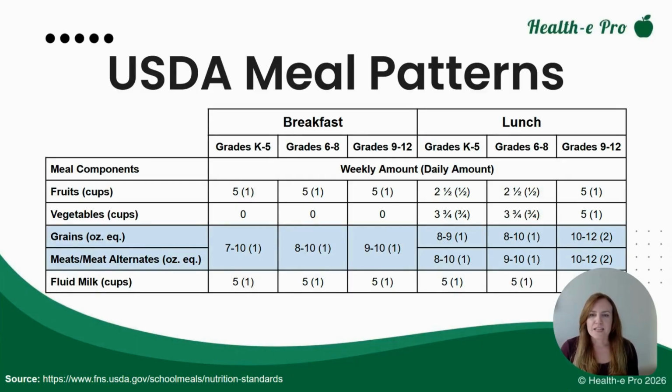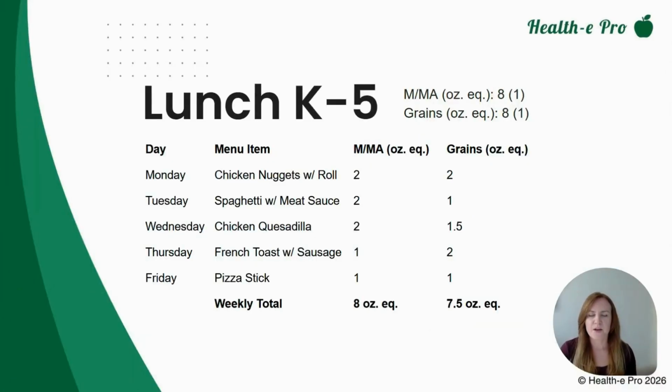So throughout the week, you'd need to offer more than just the 1 ounce daily minimum in order to meet the weekly minimum. You'll also notice that for these 2 components, the weekly amount is a range. The first number is the weekly minimum, and the second number is the weekly maximum. But USDA waived these maximums back in 2013, so you are free to exceed the maximums, but you do need to meet the minimums. We're going to look at a lunch menu for the K through 5 grade group where both the grain and meat alternate daily minimum is 1 ounce equivalent and the weekly minimum is 8 ounce equivalent.